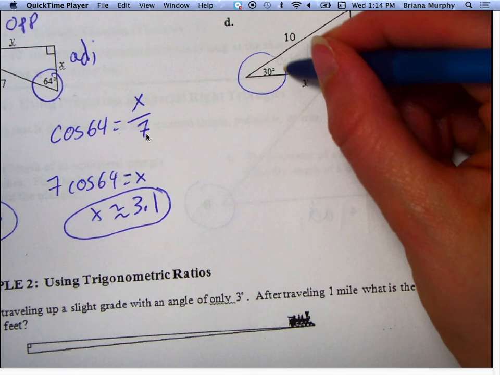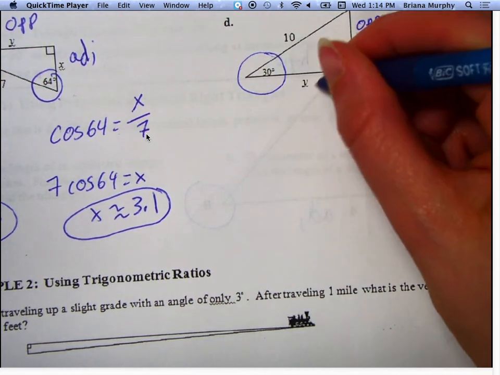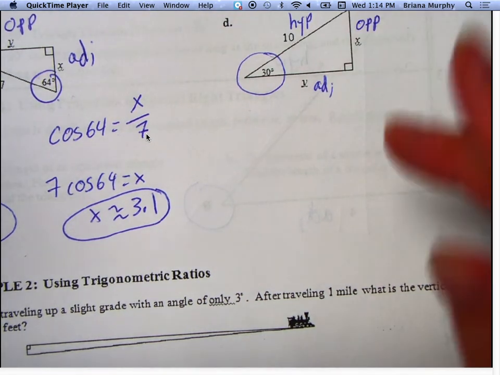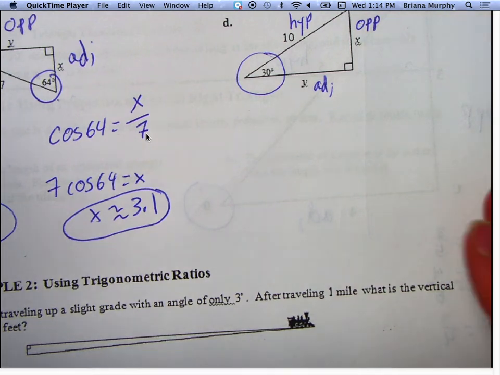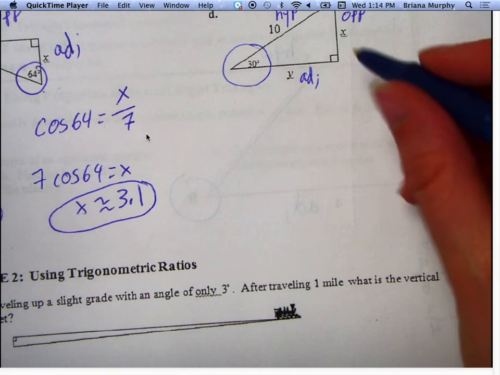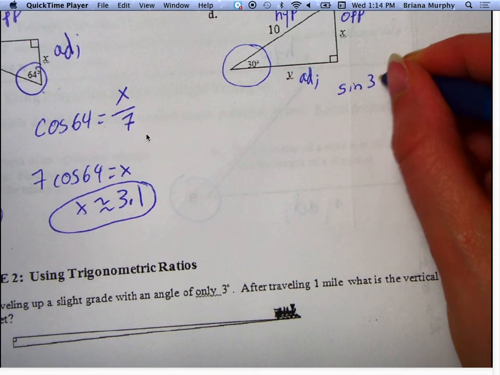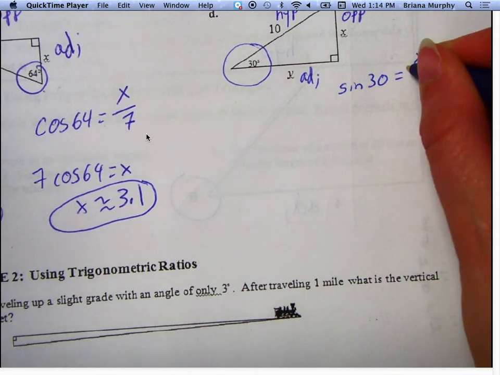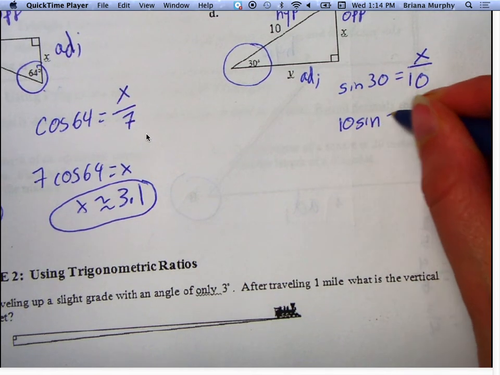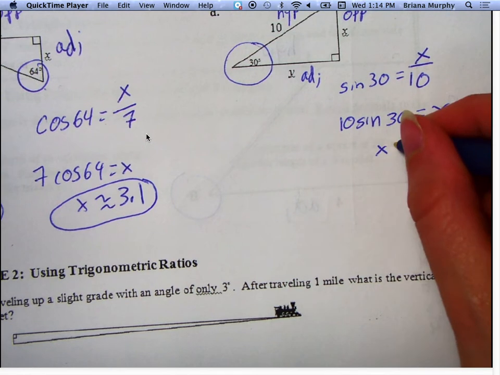We have 30 degrees. This is my opposite. This is my adjacent. And this is my hypotenuse. If you have a question, please ask out loud for everybody, or keep quiet. All right. So we're going to do the sine of 30 equals the opposite x over the hypotenuse 10. So we get 10 sine 30 equals x. And that means x equals 5.